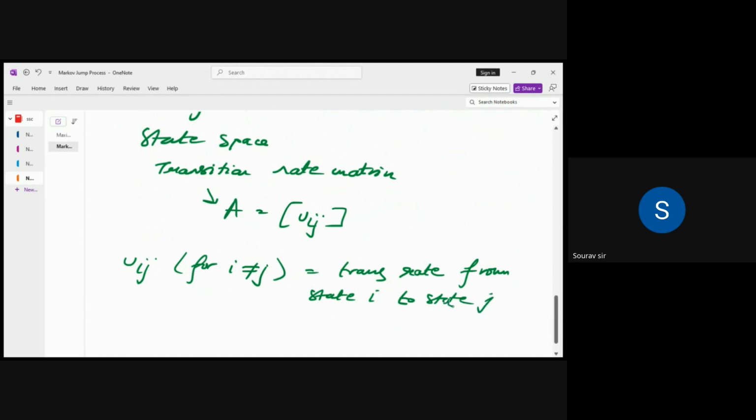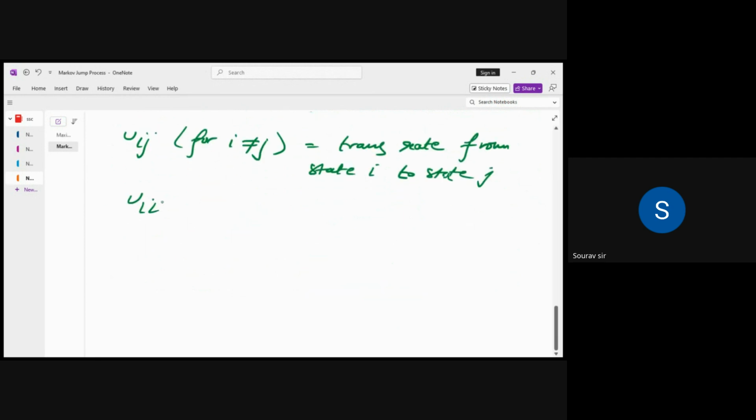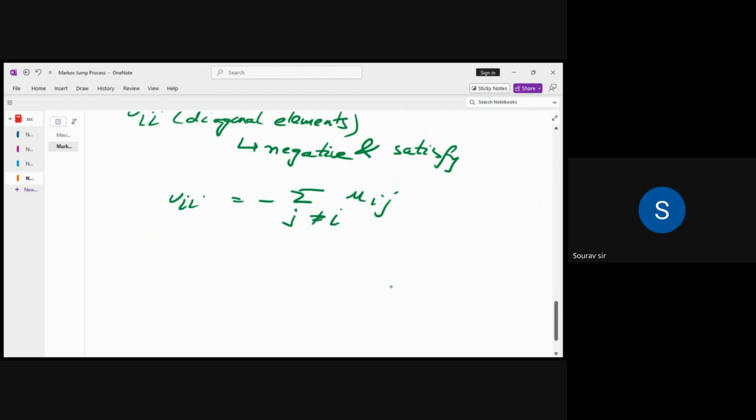Okay. U_ii means the diagonal elements. The diagonal elements are negative and they satisfy U_ii equals minus the summation over j not equal to i of U_ij, which means the total probability sums to 1. Now, why does this matter in practice?